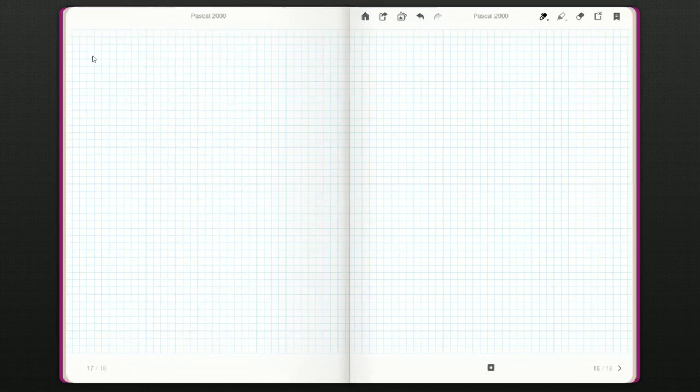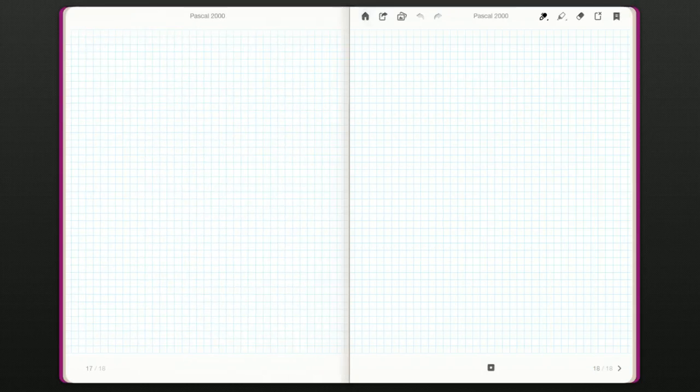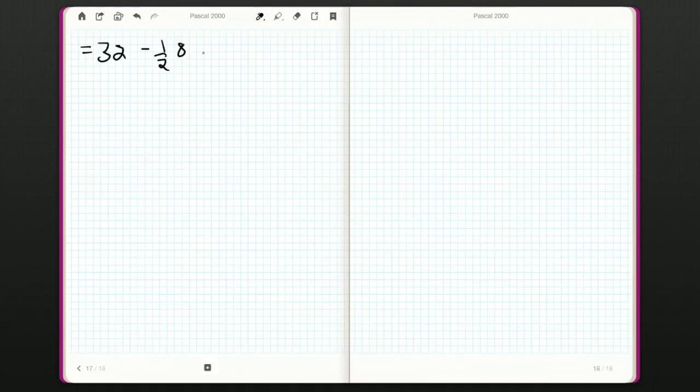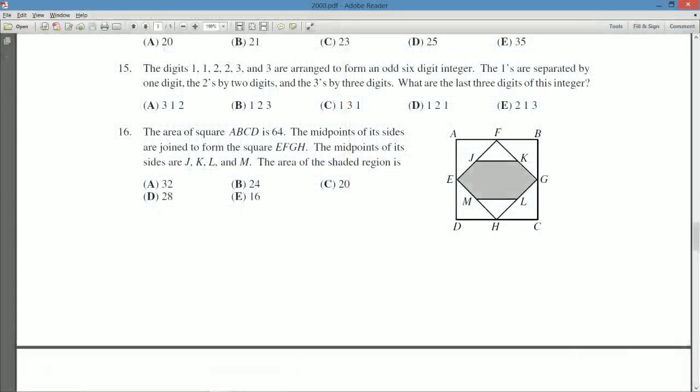So it's going to be 32 minus 1/2, 2 root 2 times 2 root 2. That's going to be 8. Minus 1/2 of another 8. So that's 32 minus 4 minus 4. 32 minus 8. And that's going to be 24. So that's the area of the shaded region. Took us a while to get there, and we see our answer is B.